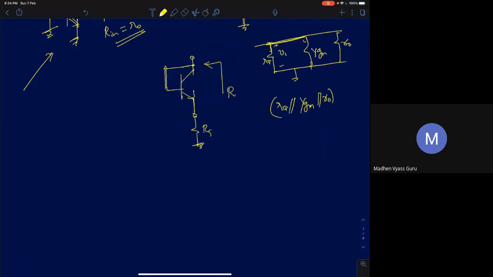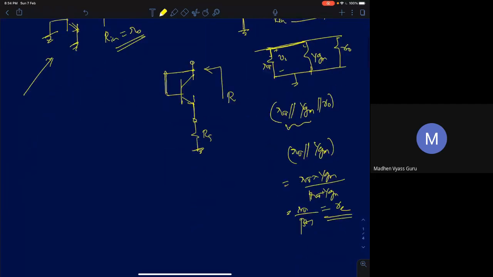What is R pi parallel 1 by gm? Small re. Is that okay? So that will be R pi times 1 by gm divided by R pi plus 1 by gm. So that's nothing but R pi upon beta plus 1, which is small re. This is the result you get, which is small re.